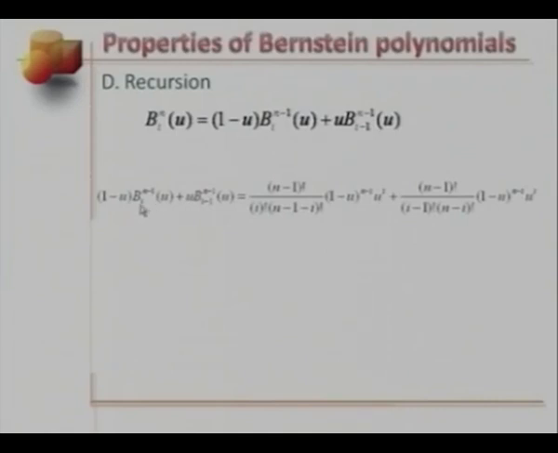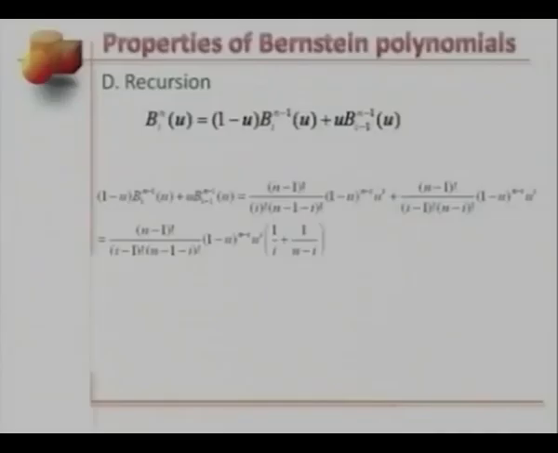Let's expand these Bernstein polynomials to get (n minus 1) factorial over i factorial (n minus i minus 1) factorial times (1 minus u) raised to n minus i times u^i, plus (n minus 1) factorial over (i minus 1) factorial (n minus i) factorial times (1 minus u) raised to n minus i times u^i. Notice that these two terms are absorbed in this expression.